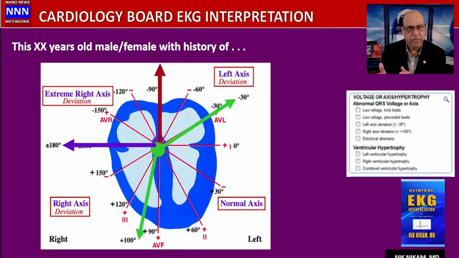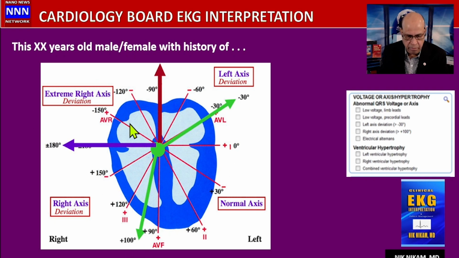The presence of electrical axis abnormalities is fairly uncommon, but nonetheless, when they are present, they certainly signify a significant underlying etiology. And let us look at some of the things that can cause it. The normal electrical axis is between minus 30 degrees and plus 100 degrees.